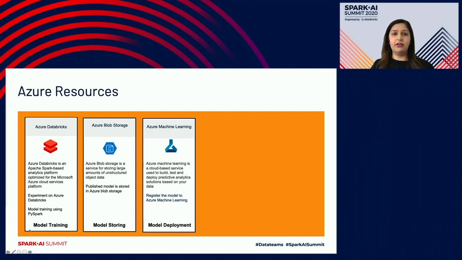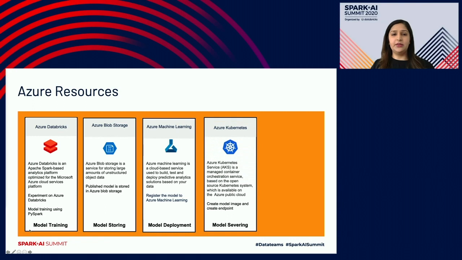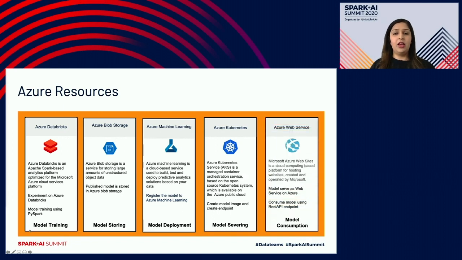Third, Azure Machine Learning. In Azure Machine Learning, we are prepping the model for deployment. Fourth, Azure Kubernetes Service. In Azure Kubernetes, we are creating an endpoint for the model that we will be consuming in Azure Web Service. Fifth, Azure Web Service. Here we will be deploying a web application in which we will be consuming our Kubernetes endpoint. All the above resources can be deployed by just one click using an ARM template. Let me give you a quick demo about it.